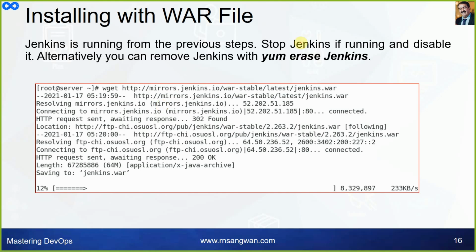Jenkins running on previous step, stop Jenkins if it's running. This is installing with the WAR file. This is the second way of installing. So you have to stop it and erase Jenkins if you want to try with the WAR file.